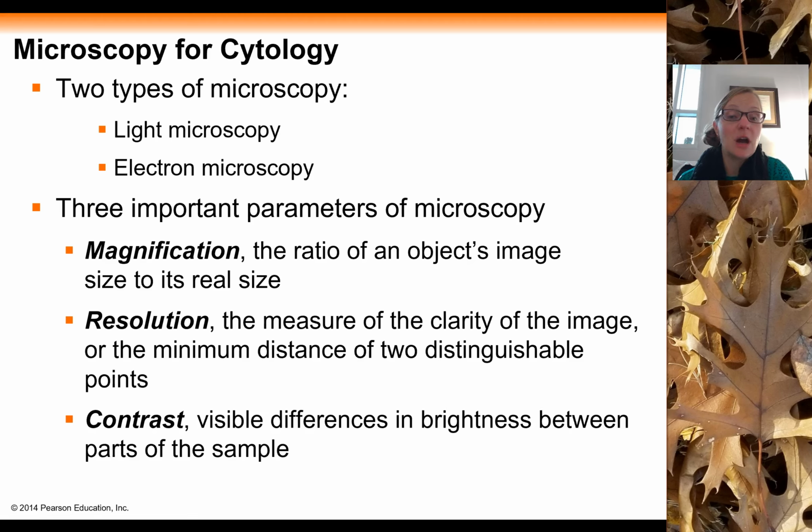So that's the ratio of an object's image size to its real size. Next, we've got resolution. On this slide, it defines resolution as the measure of clarity of the image or the minimum distance of two distinguishable points. So this can be kind of hard to comprehend, and maybe a little bit difficult to do when we're not in a classroom setting, but let's give it a shot.